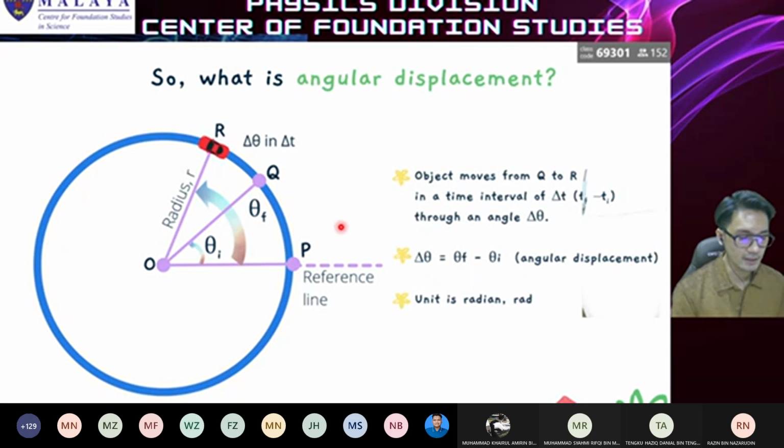So angular displacement is not the arc length tadi. Arc length tadi adalah more to linear path. The angular displacement adalah yang theta, sebanyak berapa jauh dia jalan dalam theta radian tu. And the unit is radian. Okay, kita tengok soalan. If you guys boleh dapat ke tak.